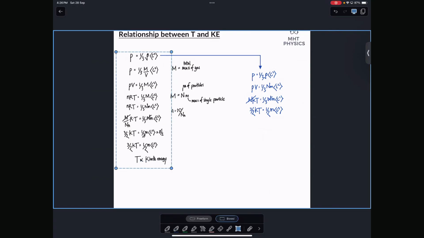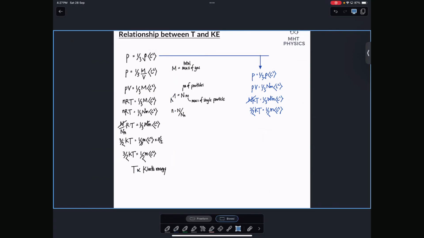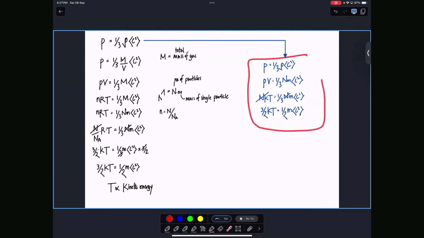The maximum I've seen is 5 marks. So yeah, these are your derivations. Copy now. I'll give a note on this, what to do with this information.